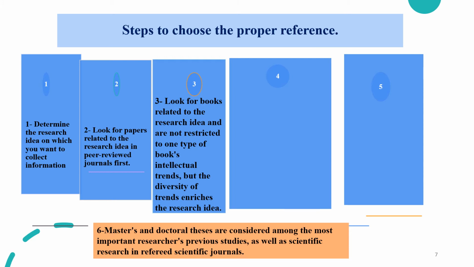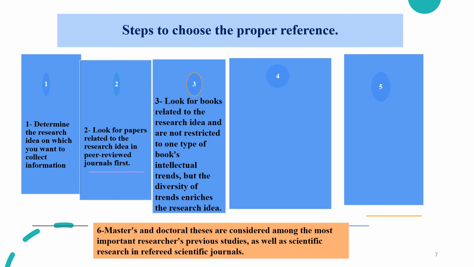Secondly, look for papers related to the research idea in peer-reviewed journals at first. Firstly, you should select the periodicals that are peer-reviewed and have an impact factor, and that have research that serves your research idea and your scientific paper. So search for papers related to your research idea in peer-reviewed journals first.